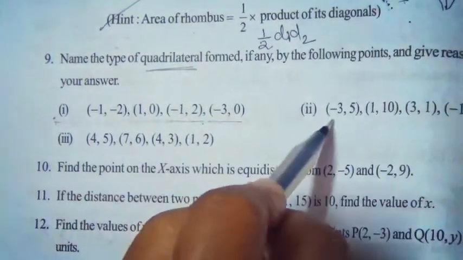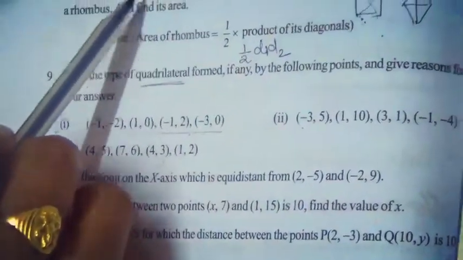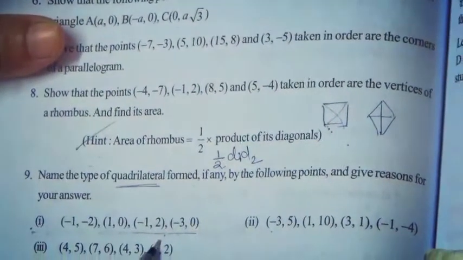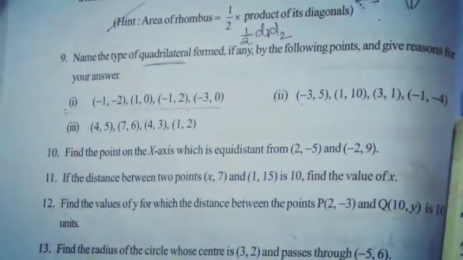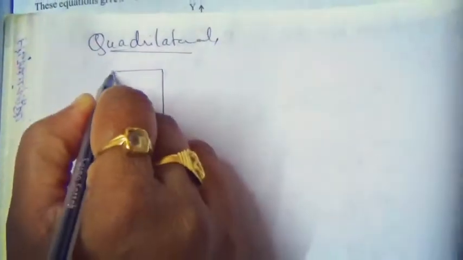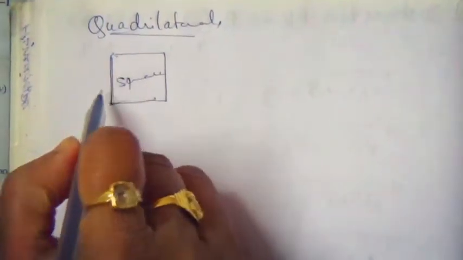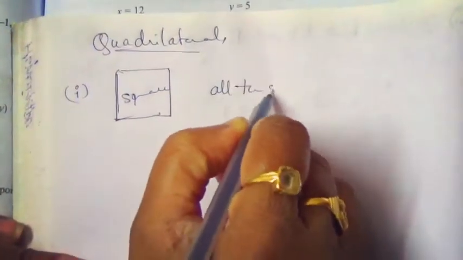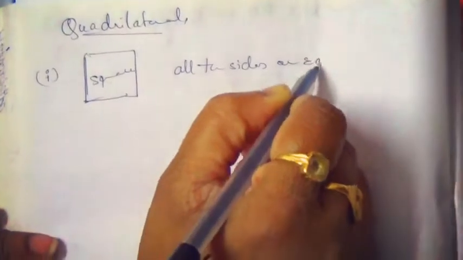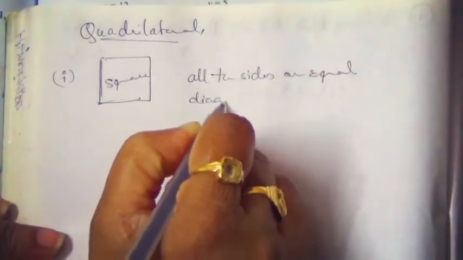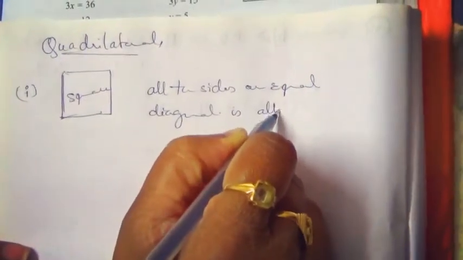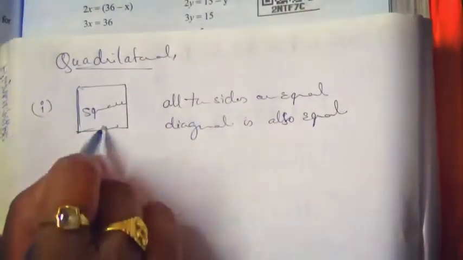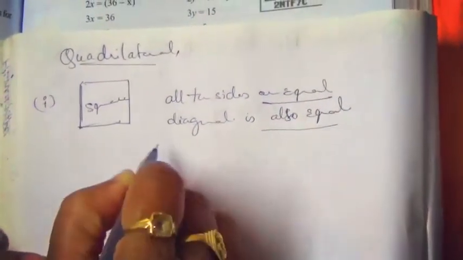So every sum you have to do just like the above sums, you have to check which quadrilateral it was. What are the quadrilaterals? If the points form the vertices of a square, what are the properties of the first quadrilateral, that is square? All the sides are equal, and diagonals are also equal. So sides are equal and diagonals are also equal.